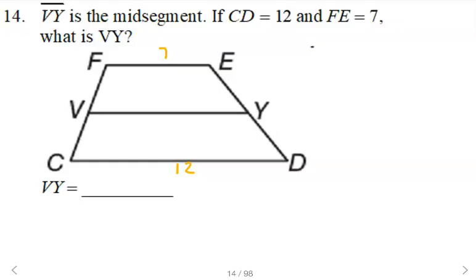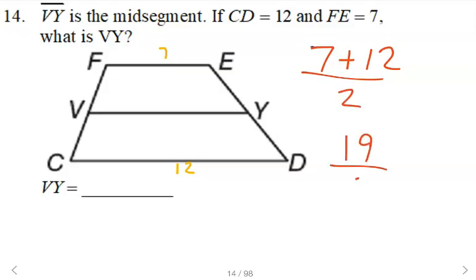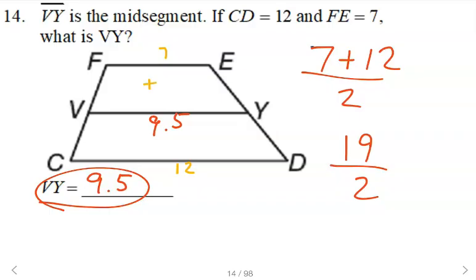Midsegment in a trapezoid is equal to the average of the bases. So if we add 7 and 12 together, we get 19. And if we do 19 divided by 2, we get 9.5. We can put it in to make sure it works. It's 2.5 away from the small base and 2.5 away from the big base. So it does work.